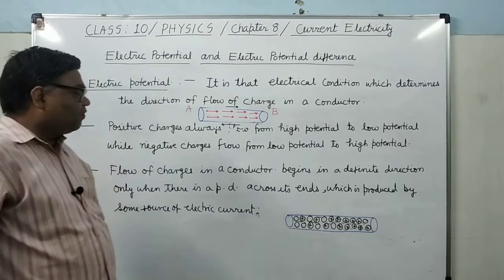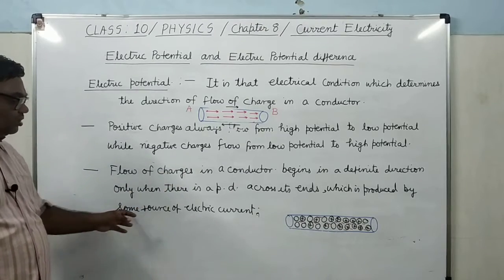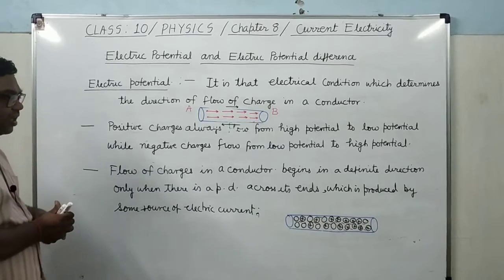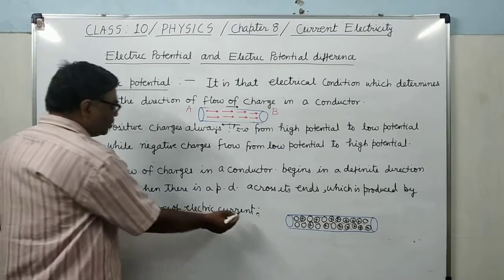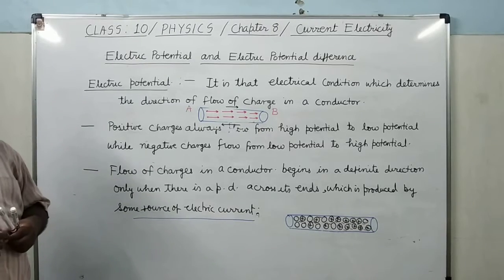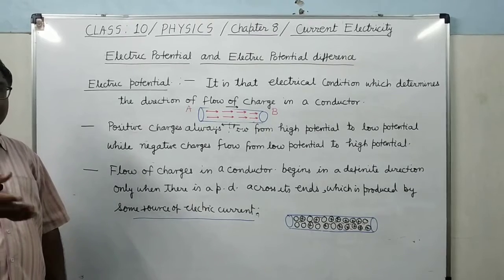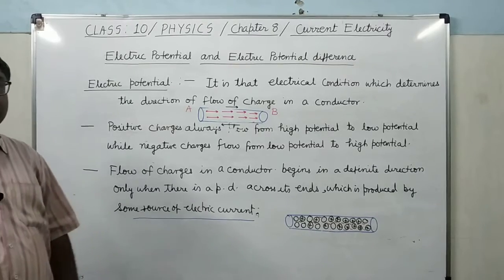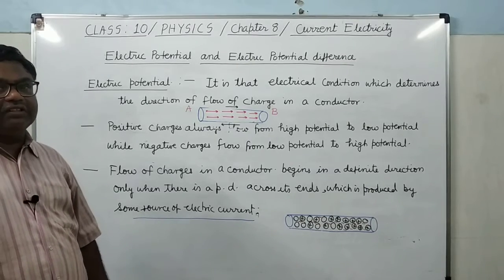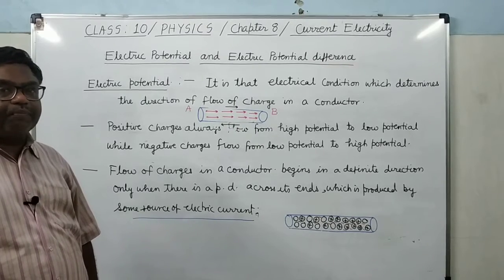This potential difference is created by the cell. It is created by the battery. It is created by the source of electric current. That source can be a cell, a battery, or the electric supply which you get at the mains, from the electric supply company. Is it clear?